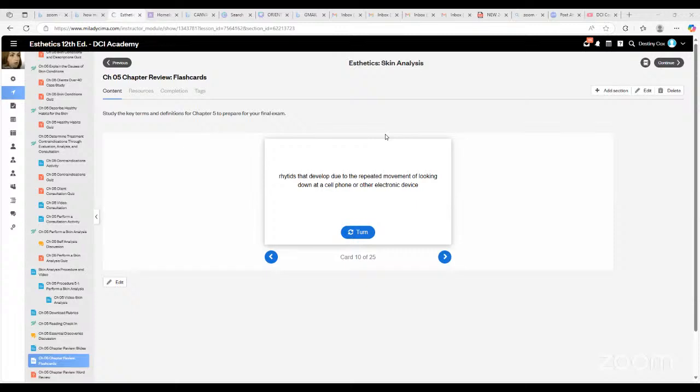Rhytides that develop, or wrinkles that develop due to the repeated movement of looking down at a cell phone or other electronic device. All right, so you can tell your clients that by looking down at their phone all the time, you can cause wrinkles in your neck. That is called tech neck. Okay, you're looking down at your devices.